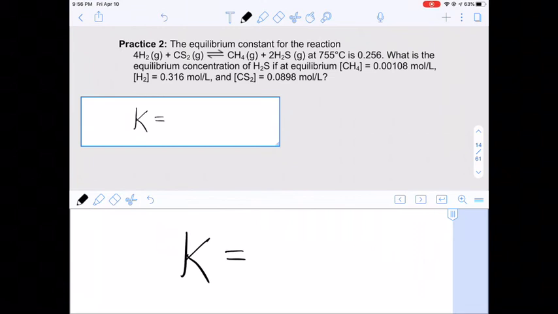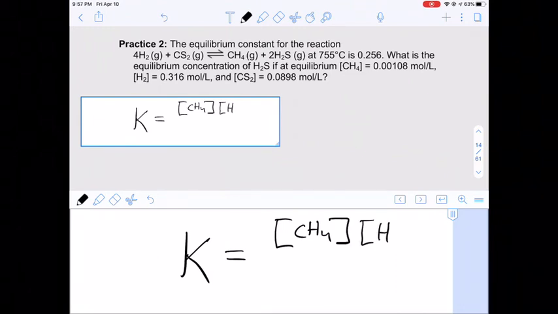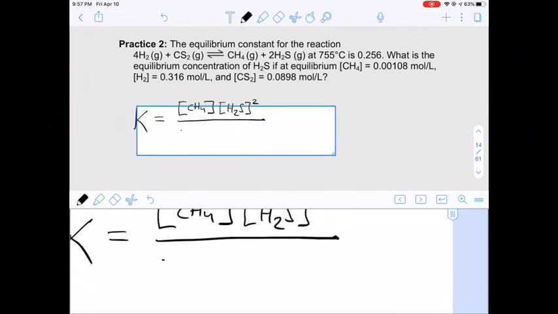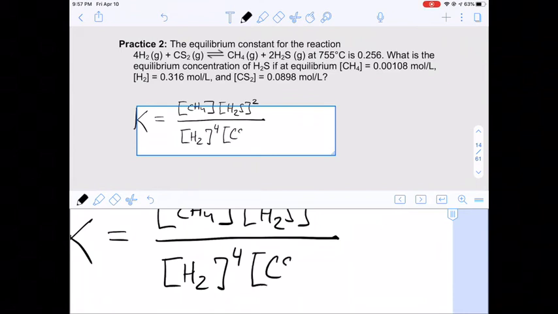We are going to put the concentrations of the products, CH4, on top, and the other product, H2S, on top, and we're going to raise that to the coefficient. We're going to put a line across for our division symbol, and we're going to put the reactants on the bottom, H2S raised to the power of 4, and the CS2 raised to no power. It doesn't really matter what order it is on the bottom or the top, as long as it's on the bottom and as long as it's on the top.